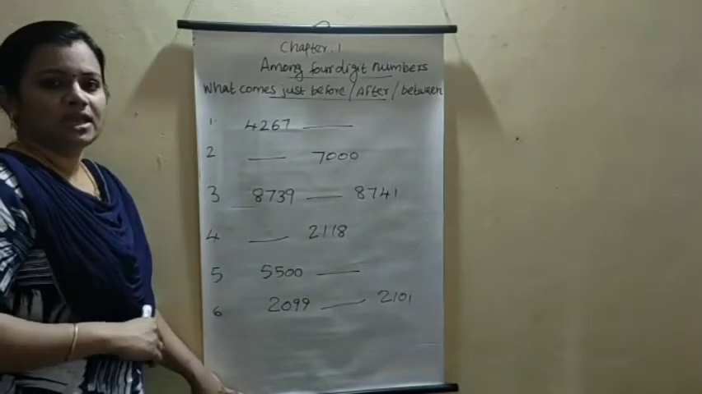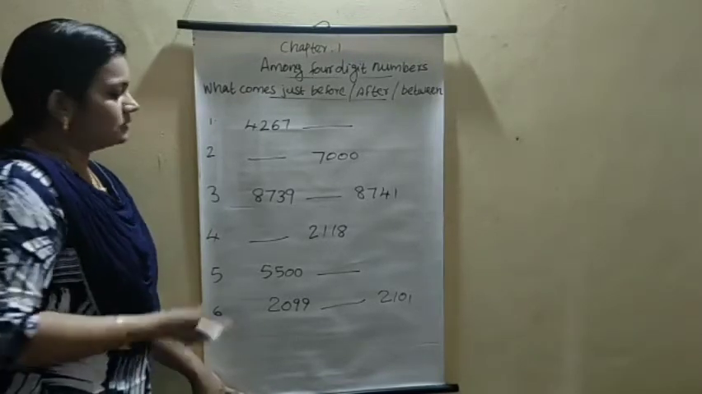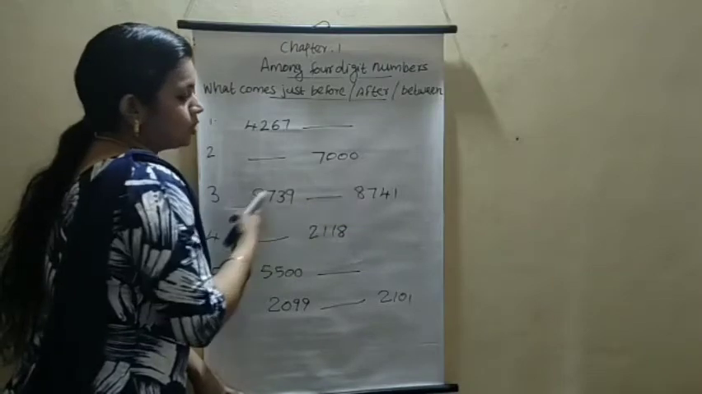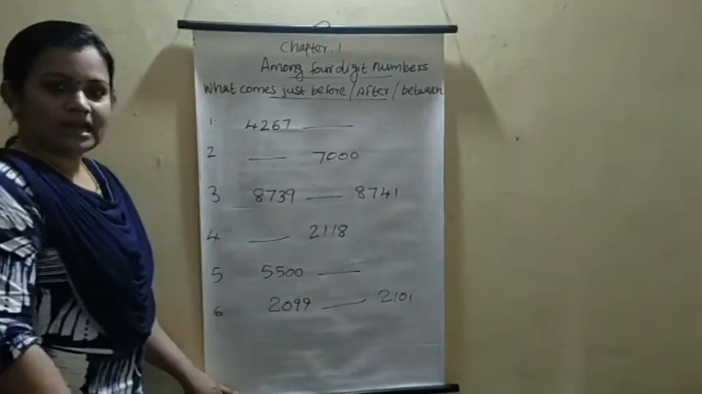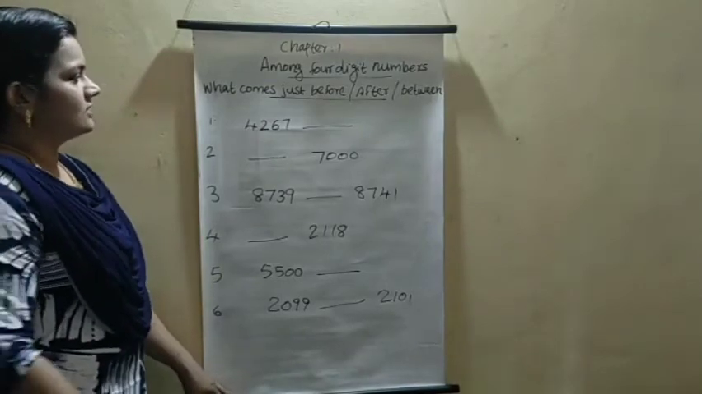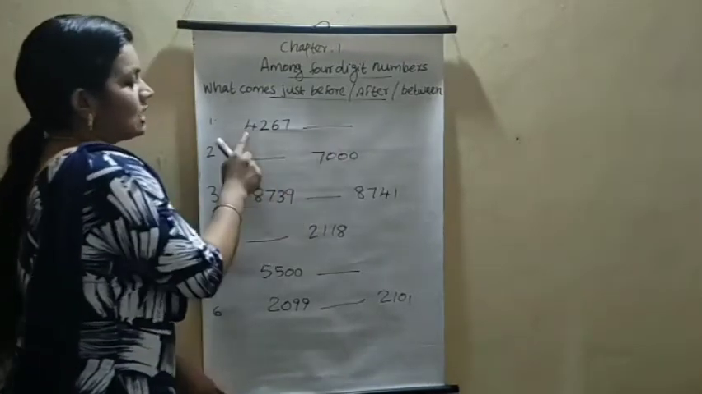Then I will write between. Between means you find the number between two given numbers, the center, the middle number. Okay, then the first question.